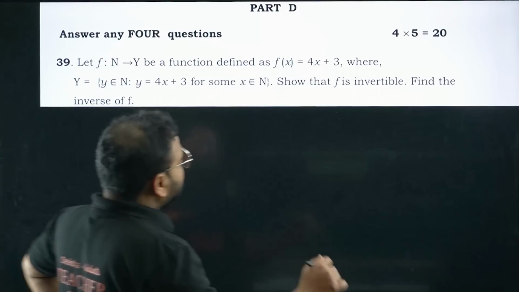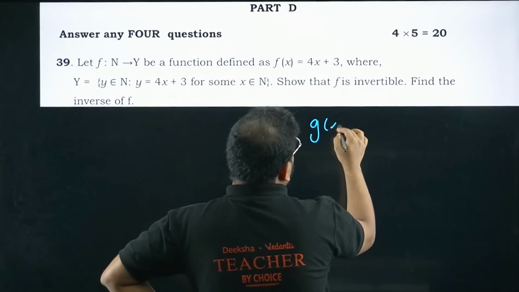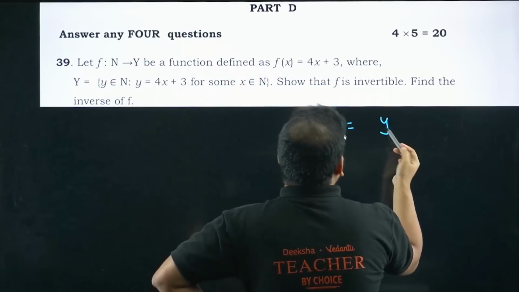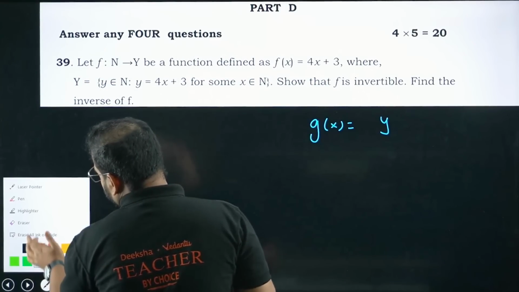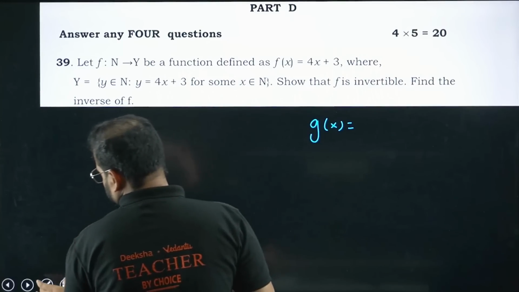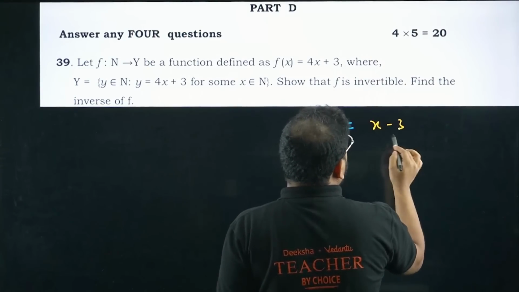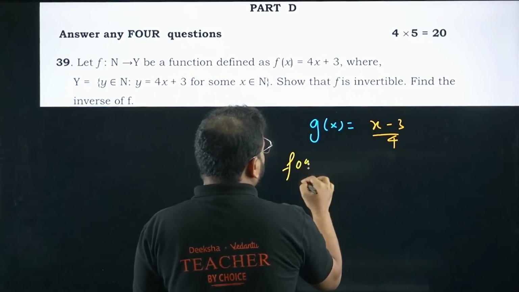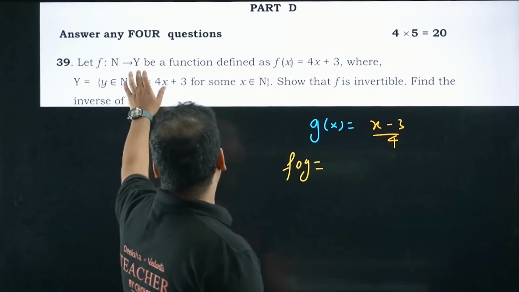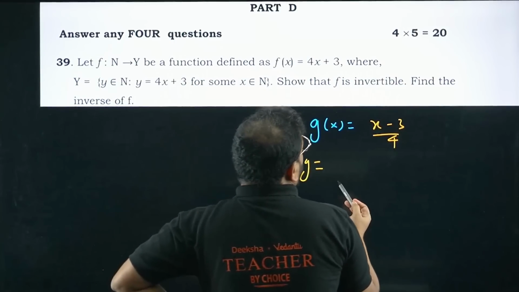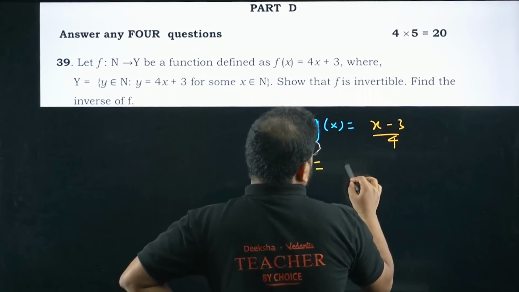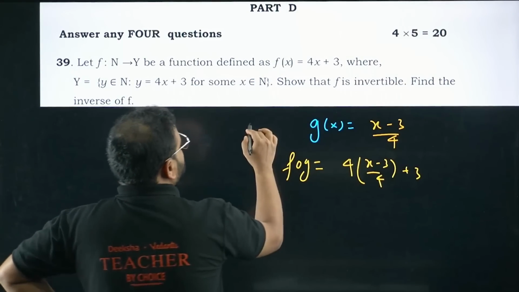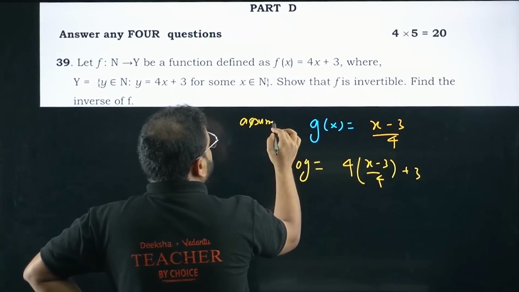Proving invertible. For that, let's assume a function g of x, which is nothing but x minus 3 by 4, which is invertible. Then we know that fog should be equal to the identity on the domain and gof should be equal to the identity on the codomain. Let's find fog. Fog is going to be 4 times of x minus 3 by 4, plus 3. This is our assumption.